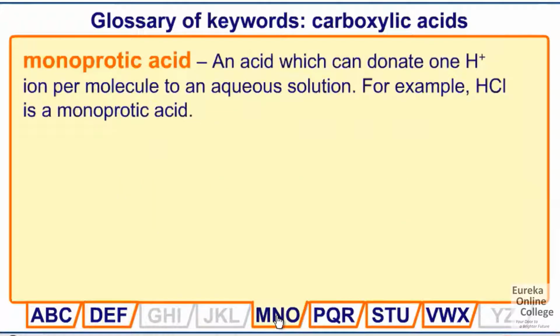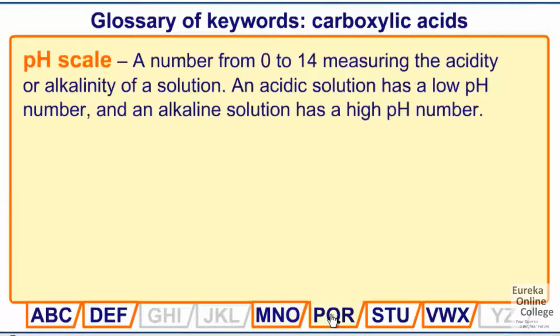A monoprotic acid is an acid that will donate just one H plus per molecule to the solution. So for example, HCl is a monoprotic acid because there is just one H available in the molecule to be donated. The pH scale is a number from 0 to 14 that measures the acidity or alkalinity of a solution. An acidic solution has a low pH, whereas an alkaline solution has a high pH number.